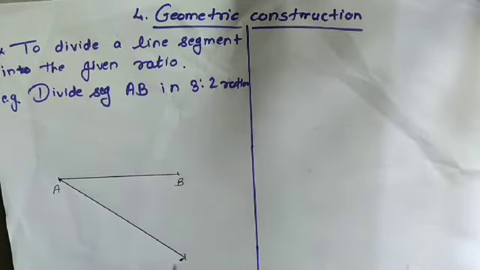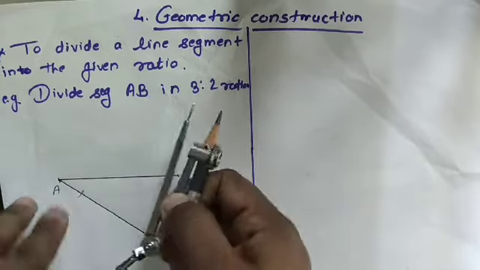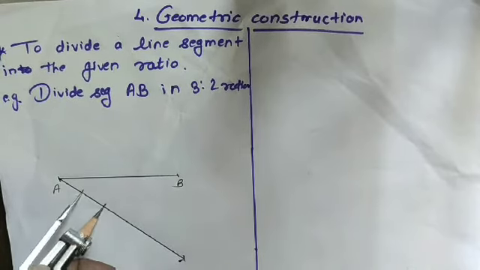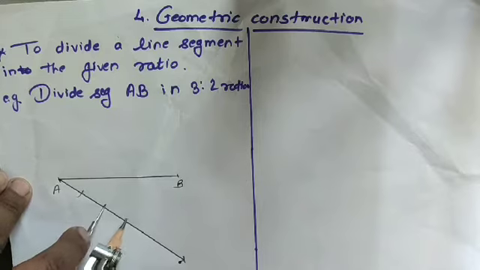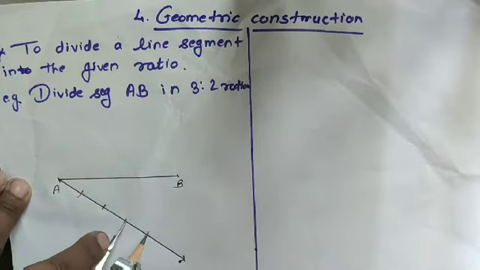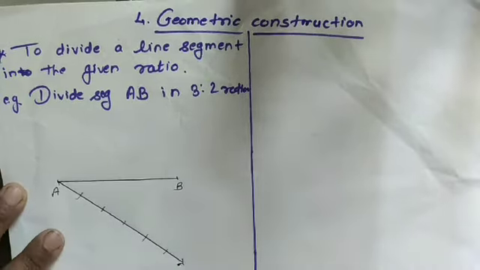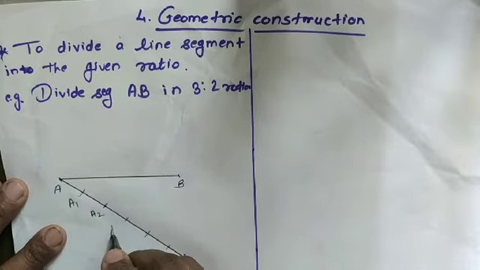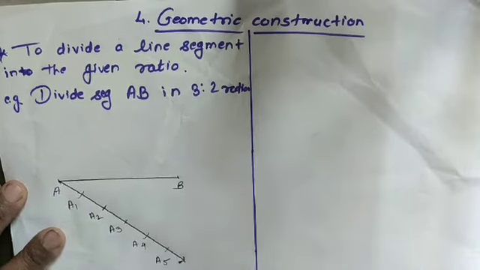It is 5. So first of all I have to take a sufficient distance in a compass and draw arcs on this arrow. I have to draw 5 arcs, because 3 plus 2 is equal to 5. So 1, 2, 3, 4, and this one is the 5. This is A1, A2, A3, A4, and this one is A5.